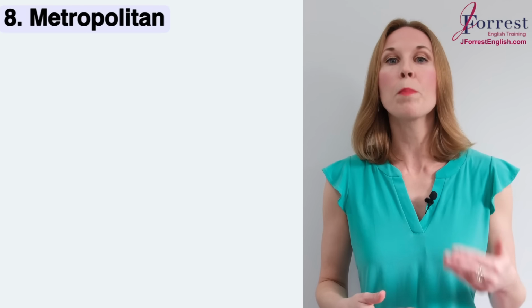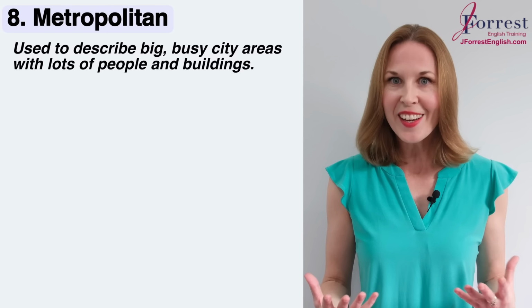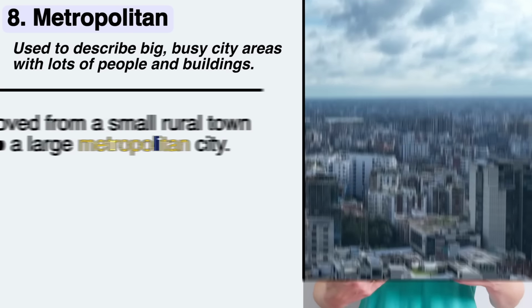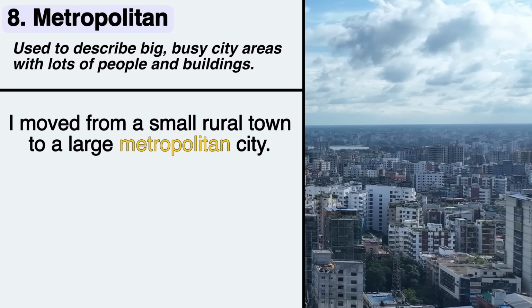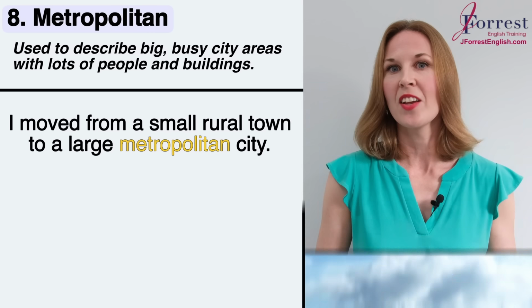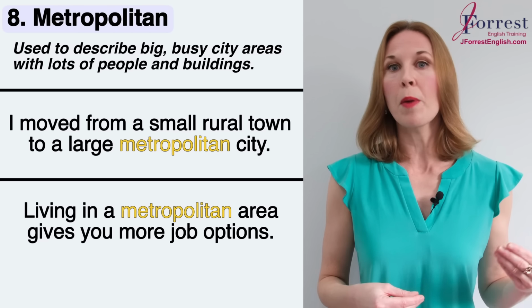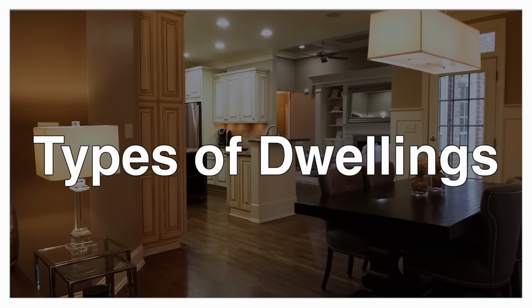Let's review metropolitan. This is used to describe big, busy city areas with lots of people and buildings. You might say, I moved from a small rural town to a large metropolitan city. Or again, use that gerund statement. Living in a metropolitan area gives you more job options. Those are the main city areas, so let's describe the types of dwellings.